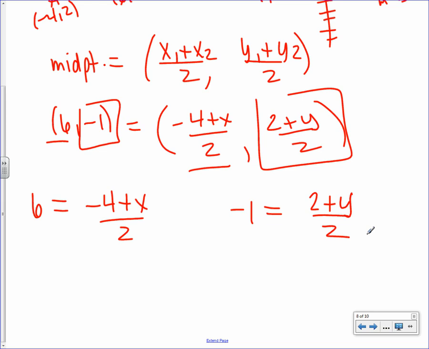Do you guys understand what I did? I put the x's together, and I put the y's together. From here, it's decent algebra 1. Great?